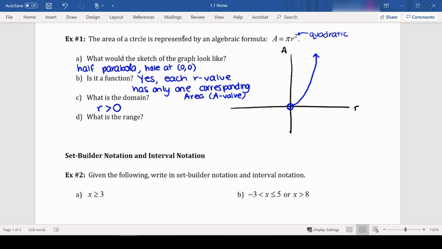And same thing, our range would be our A values. A would also have to be positive, can't equal 0. If A was 0, that means we have no area, we have no circle, and we can't have a negative area of our circle.